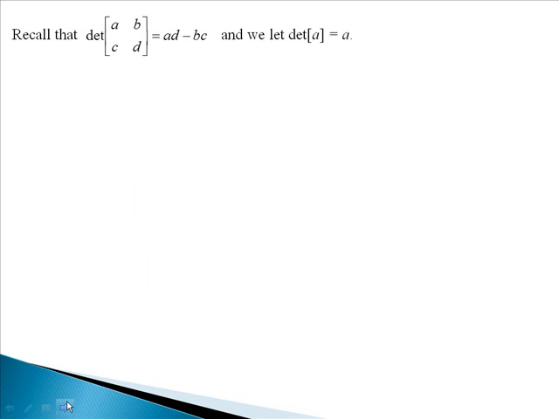You should recall that the determinant of a 2 by 2 square matrix with entries a, b, c, d is equal to ad multiplied together minus bc multiplied together. And we let the determinant of a matrix with just a single entry be equal to the number that is that entry.